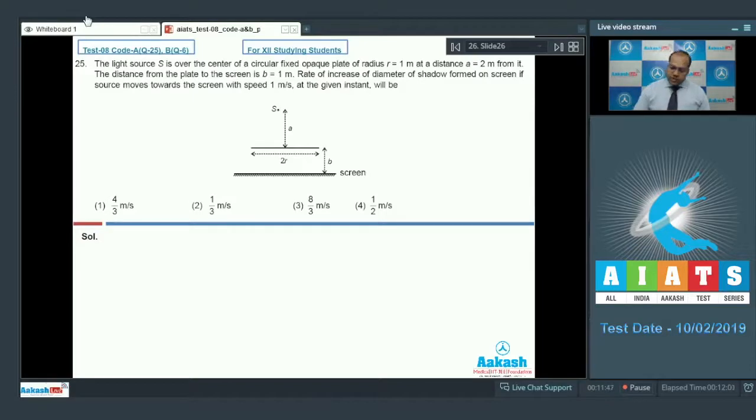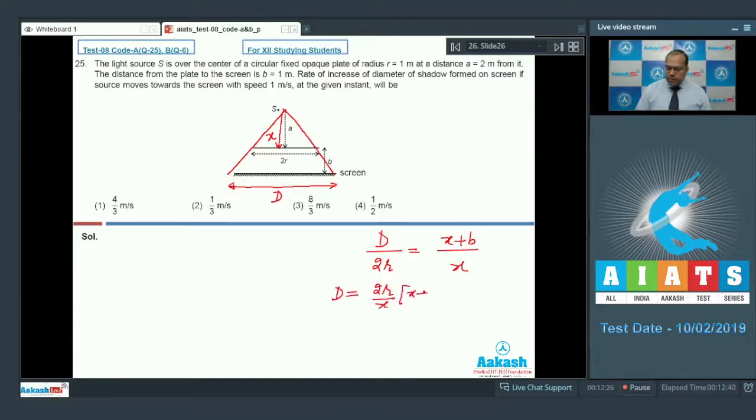So at this instant, if I draw the region of shadow, then this is the region of shadow, and let the diameter of this shadow region be capital D. Let at this moment, at any time t, this separation is x. So from geometry of these two triangles, I can say that D by 2r is equal to (x plus b) divided by x. This separation is x plus b, and this is x at that moment. So from here the value of D comes out to be 2r by x into (x plus b).